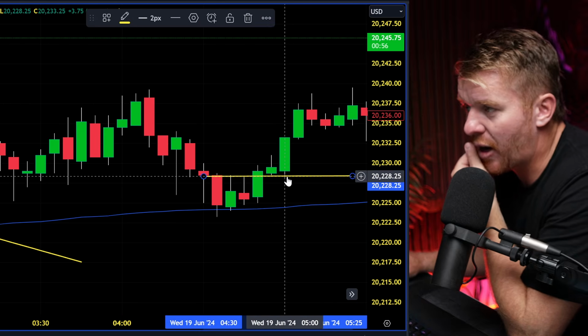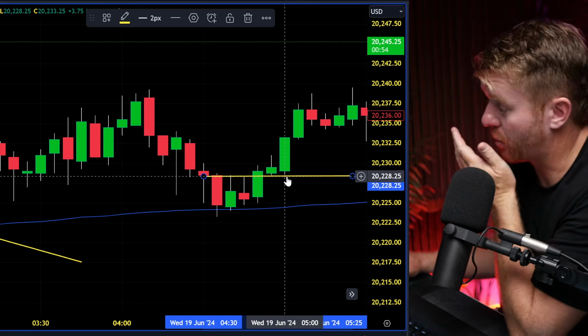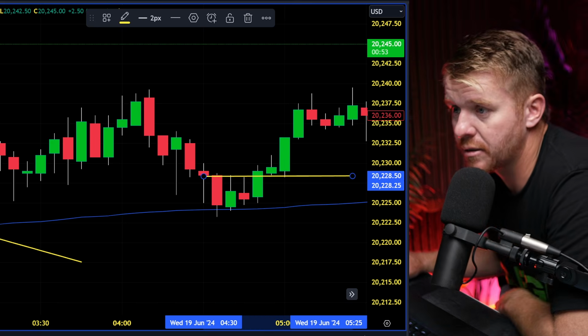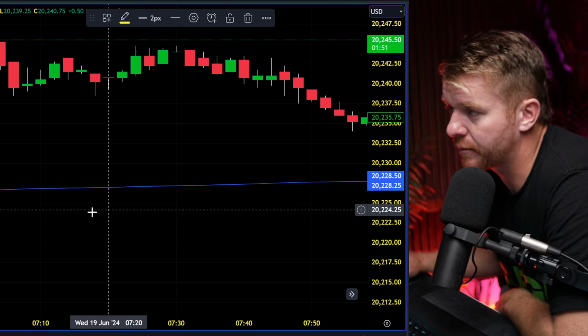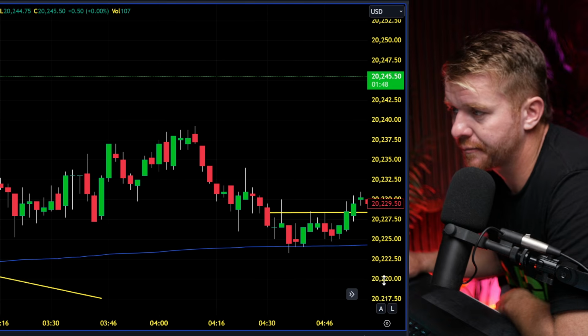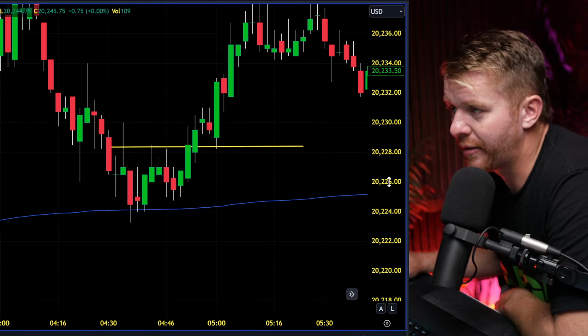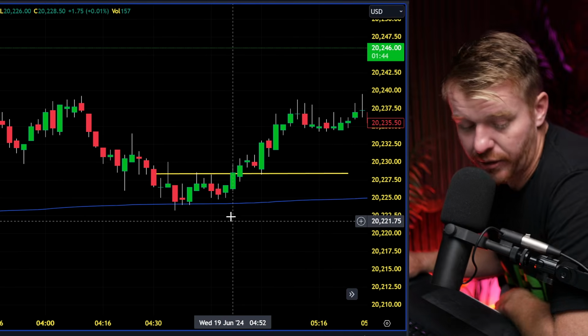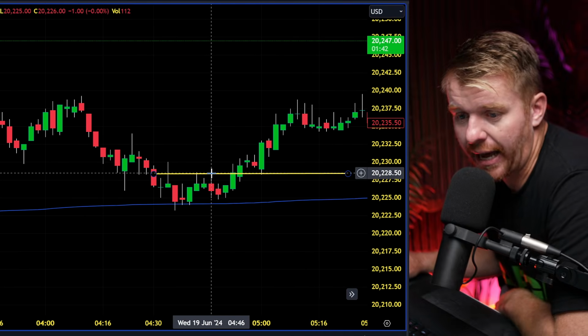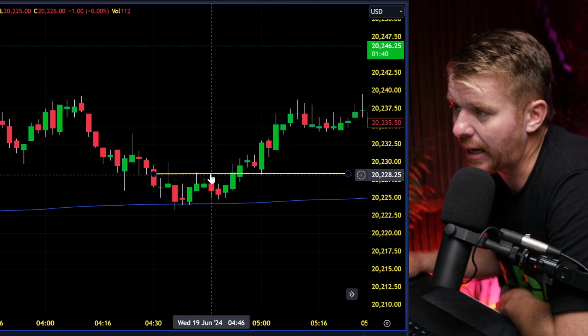We break out, we turn it into resistance there. We turn it into support there at the 228s. Going back to the 2 minute chart. What do we got on the 2 minute chart? Well, we can see that there's those candle highs, those 5 minute candle highs.